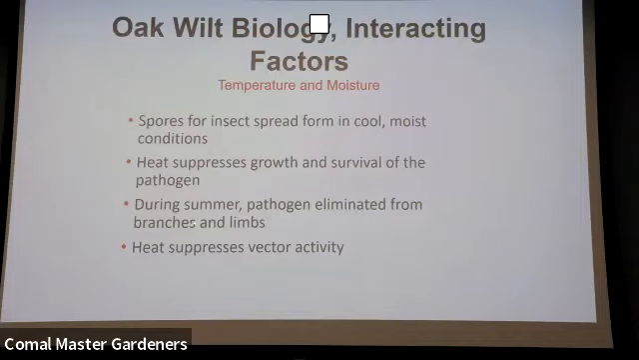During the summer, as a matter of fact, the pathogen gets eliminated from the limbs and branches of trees. There's been good research to show that that goes on in the southern range over in South Carolina and North Carolina as well. And also the heat suppresses the vectors. As soon as it gets hot, the insects that carry the fungus, their populations just plummet.